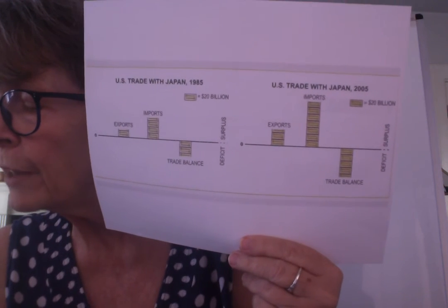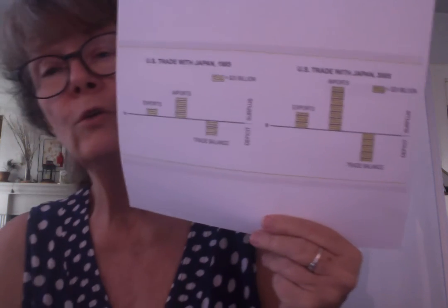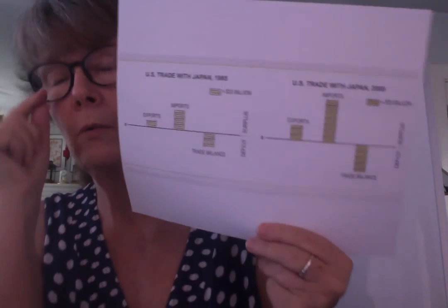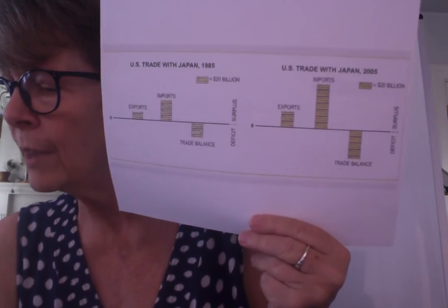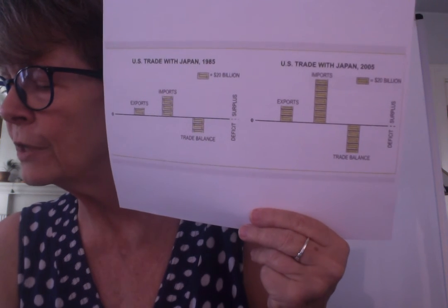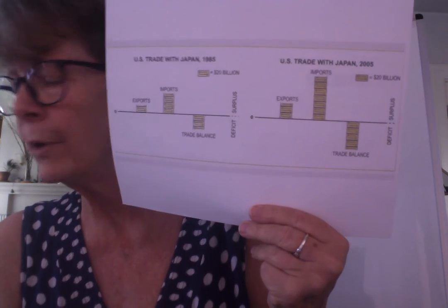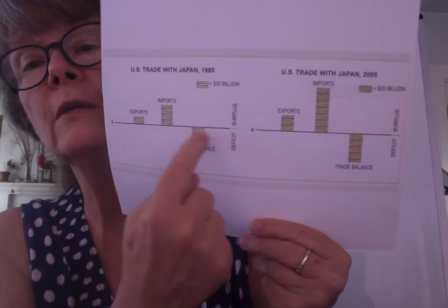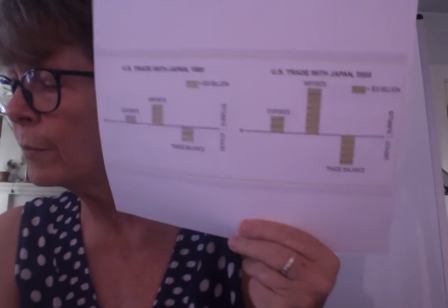C, the U.S. trade balance moved from a small surplus to a large deficit. There is no surplus anywhere on here, so that won't work. And D, the value of imports increased by about 20 billion. If you count the value of imports, that won't be right.